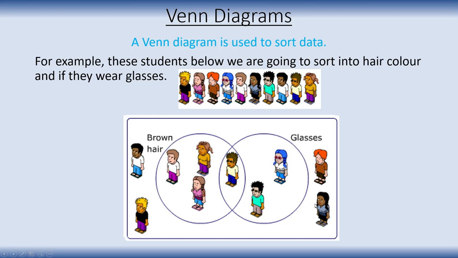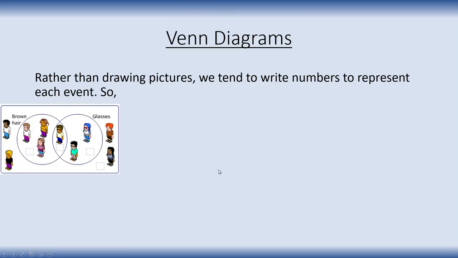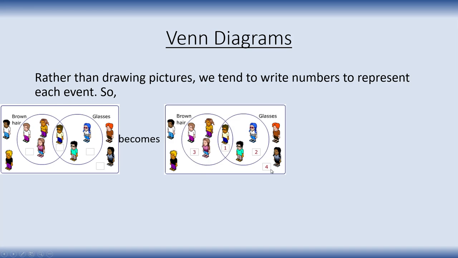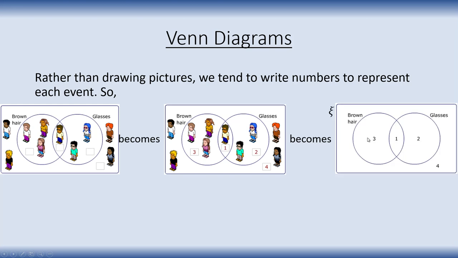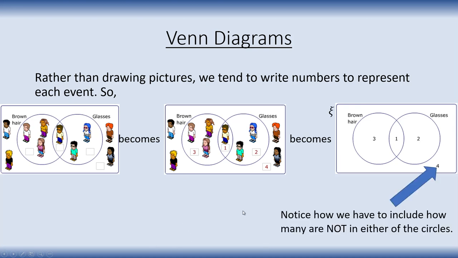So we can use numbers instead. If we change it with numbers, we've got 4 on the outside, 2 wearing glasses, plus the 1 in the middle here. I've got 3 with brown hair, plus another with brown hair who's also got glasses. So we can write it like that. Easier to use when we have numbers. 3, 1, 2 and 4. Much easier. Okay.